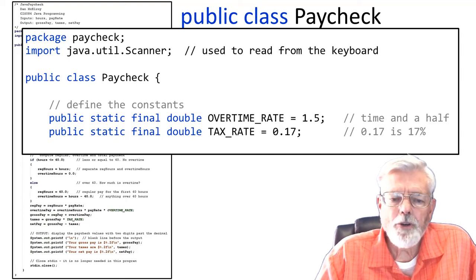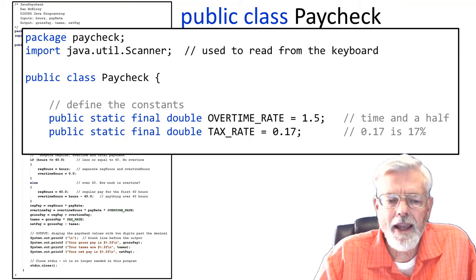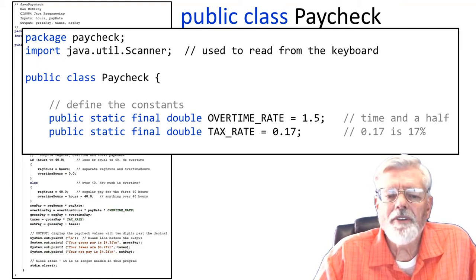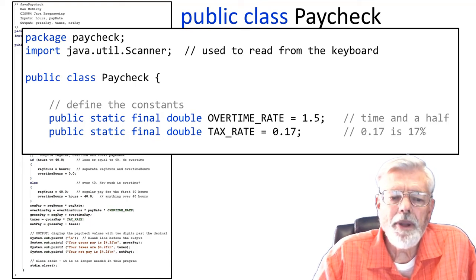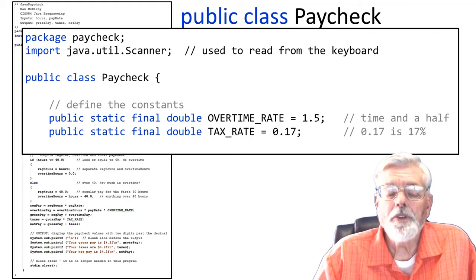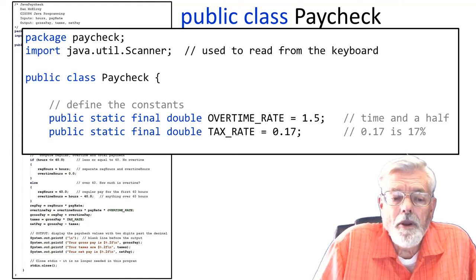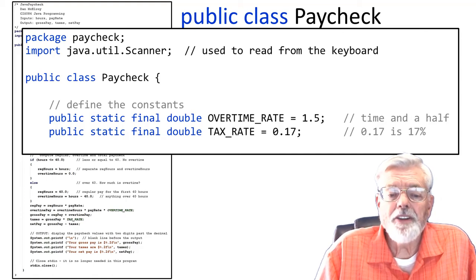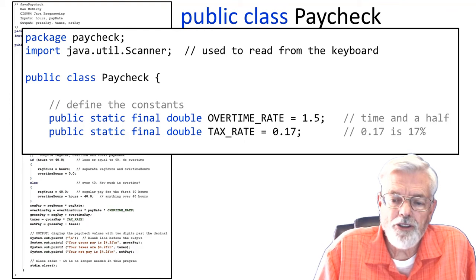Java is an object-oriented programming language. Objects are defined with a class statement. Each Java class must be in its own file, and the name of the file needs to be the same as the class with the .java extension. The Paycheck program is defined with public class Paycheck and must be in the file named Paycheck.java.